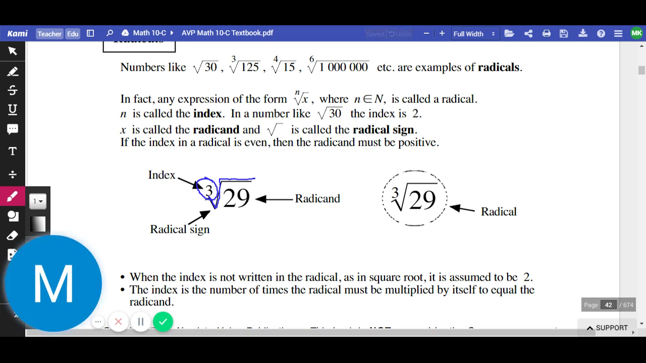If they don't write an index, so if they did something like this, square root of 9, typically when we don't write something in math, it's a 1. For indices, I don't know how you say that. If there's no symbol there, it's an invisible 2. So when you see a square root symbol like that, this thing, it has index 2.